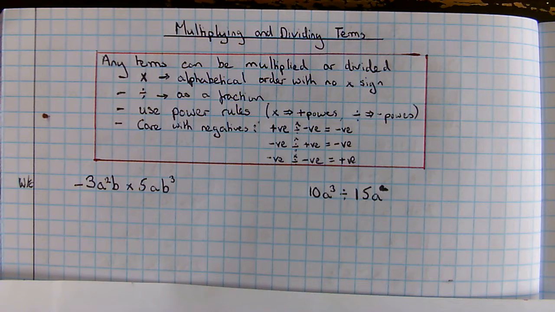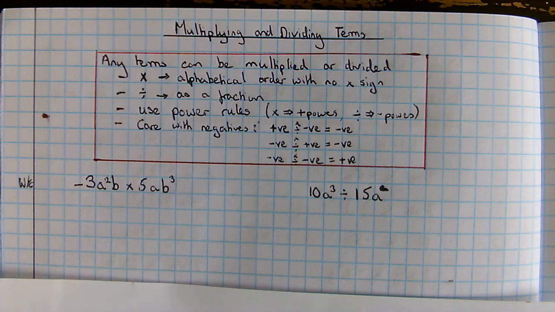Okay, so we're now on to our second round of simplification, which is looking at multiplying and dividing terms, having added and subtracted terms in the previous lesson. The big difference here is that any terms can be multiplied or divided. We don't need to worry anymore about like terms.